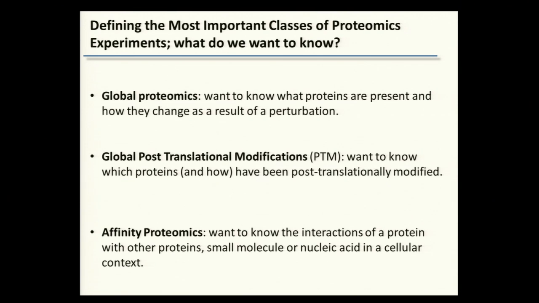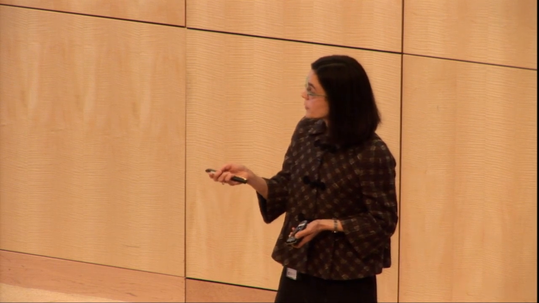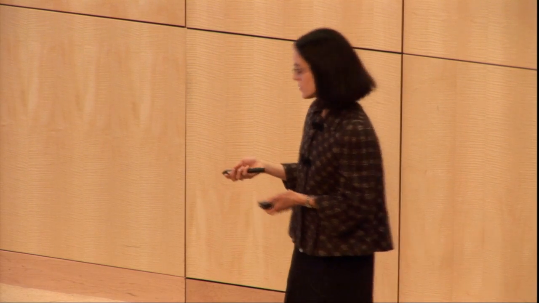So now, the most common or most important classes of experiments in discovery proteomics. I am not going to get into targeted methods. Those will be talked about later. But they mainly fall into global proteomics, which is what you want to know: what proteins are there, and in what relative abundance, and have they changed because you've perturbed them in some way. Global post-translational modifications: have those proteins been modified post-translationally? What are these modifications, and to what extent are they present when you treat your sample some way or not? And affinity proteomics, which is when you want to see what a certain protein is interacting with. Is it interacting with another protein in a complex, with a small molecule, with a nucleic acid?